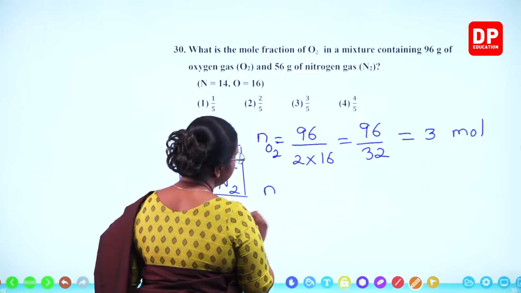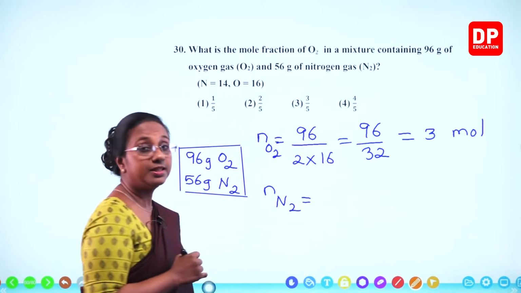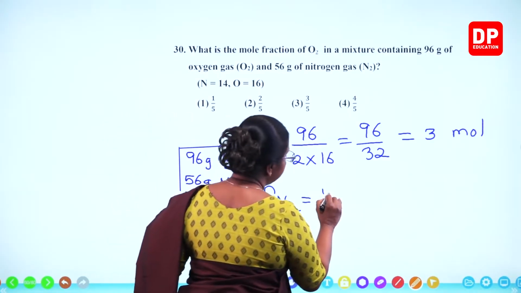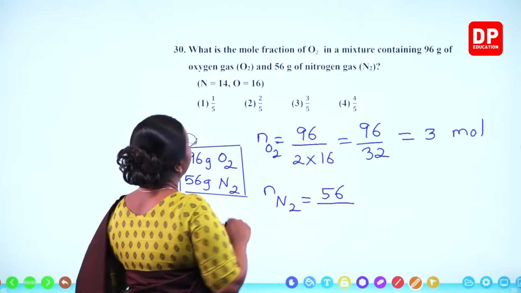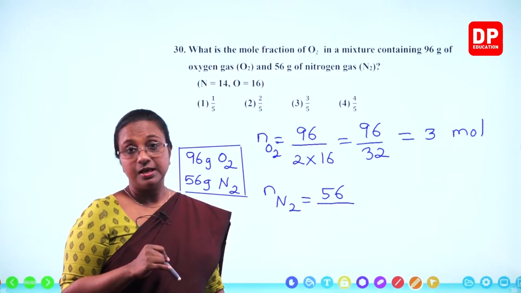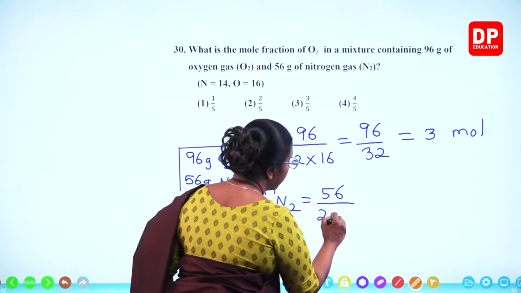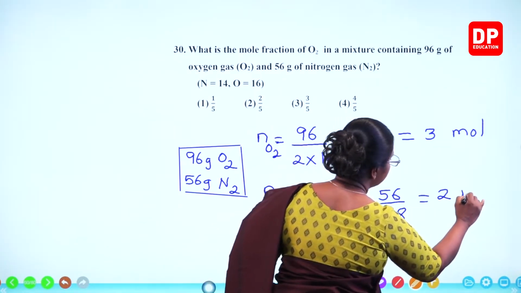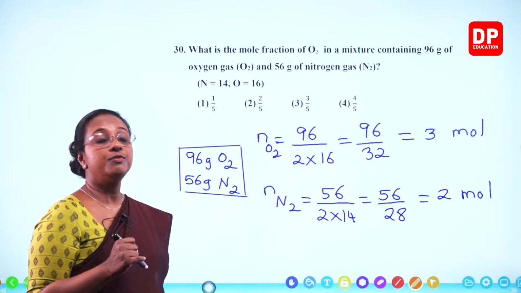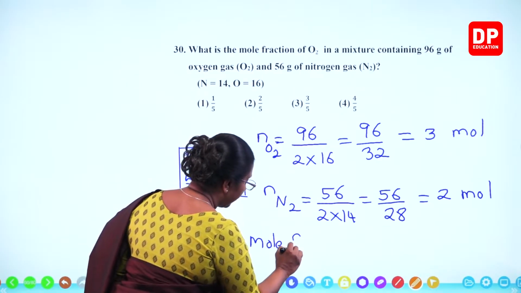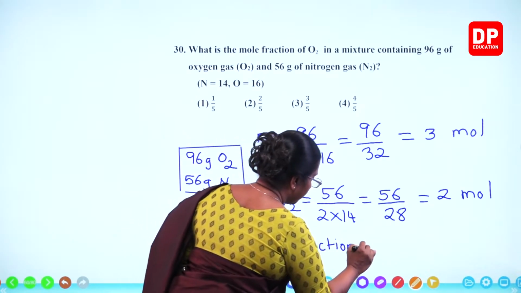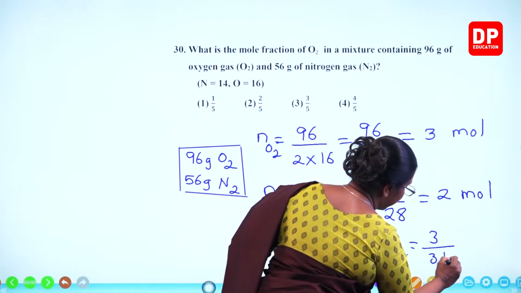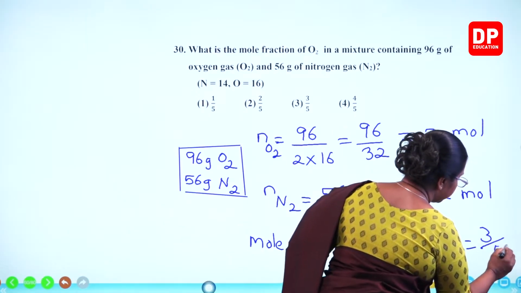The same way if you find the number of moles of nitrogen, because we need to find the mole fraction. So you need to know the number of moles of all the components there. So here nitrogen, 56 is the mass of nitrogen, and relative atomic mass 14. But nitrogen is N2. So 2 times 14. That is going to be 56 divided by 28. That's 2 moles. So what is the mole fraction? We need to find oxygen. Oxygen 3 divided by 3 plus 2. That is 3 over 5.